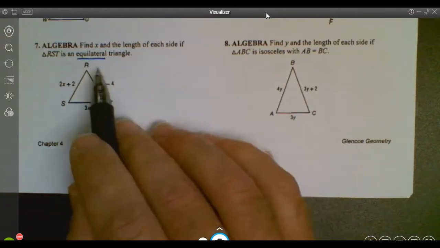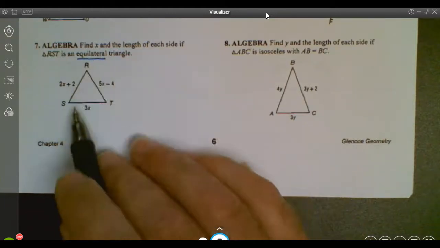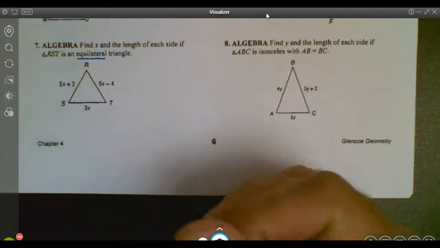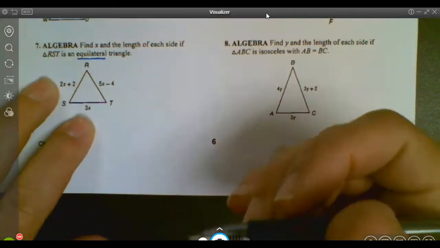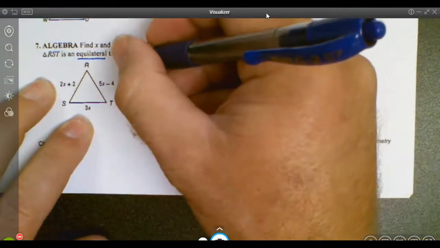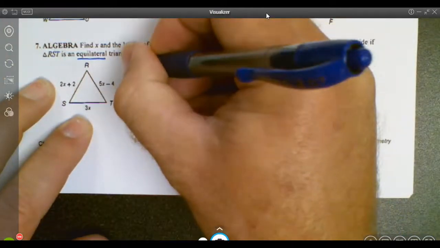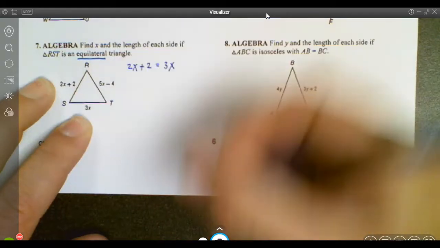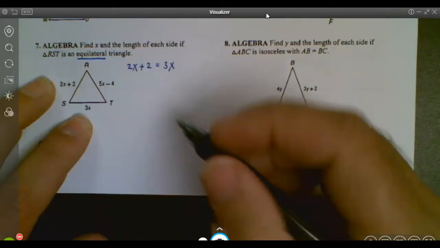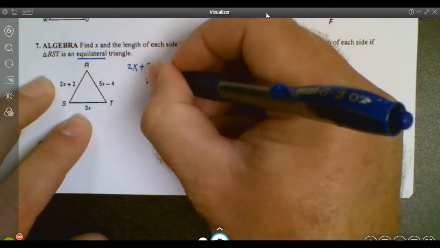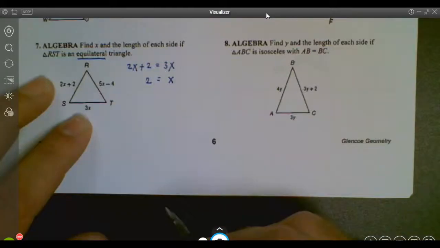So as I look at this one word, that tells me that all three sides are equal. So I can pick any two of those sides. I'm going to pick these two and set them equal to each other. And then I can just solve that little equation for x. So as I subtract 2x over to here, I can see that 2 is x. So we did the first part, which is find x.